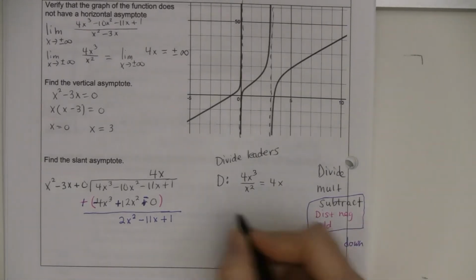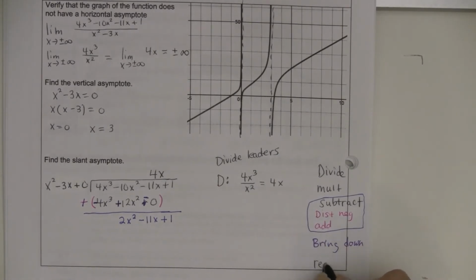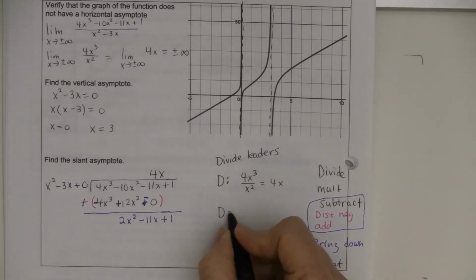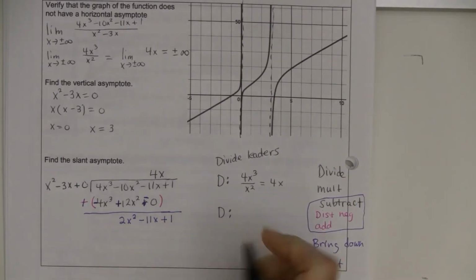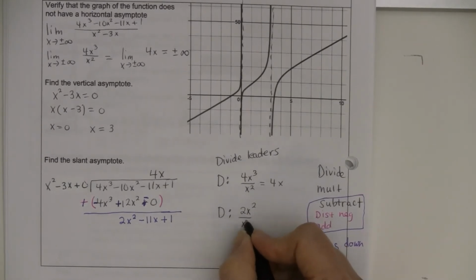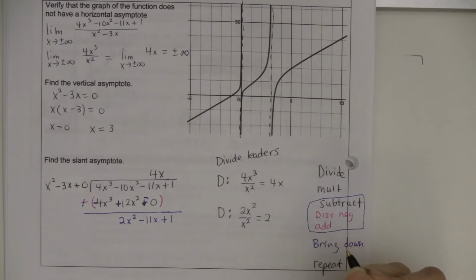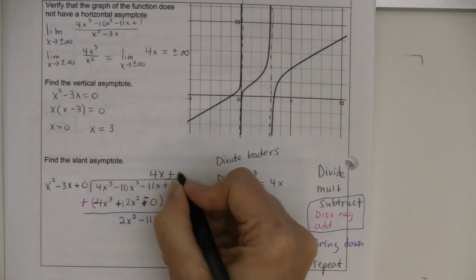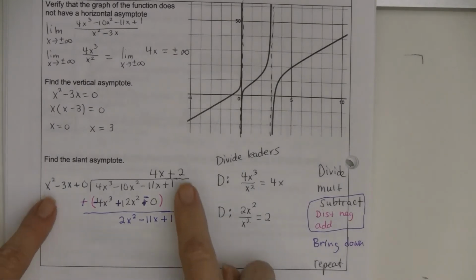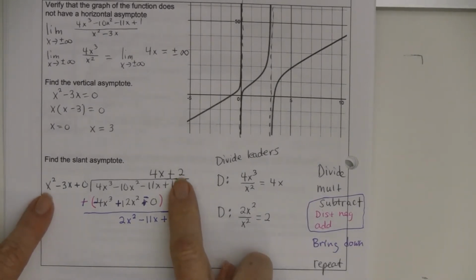The first step, you repeat on your algorithm. I don't know, are you seeing repeat? Repeat. And so you would do that division again with the leader. The new leader is 2x to the second. And you're dividing that by x to the second. And you get 2. So you put here plus 2 because it's positive. And then you do the multiply again. I'm going to show you a shortcut.